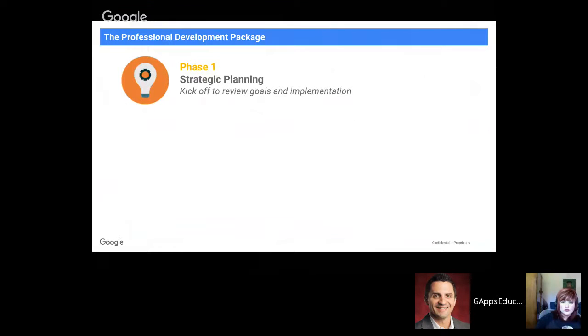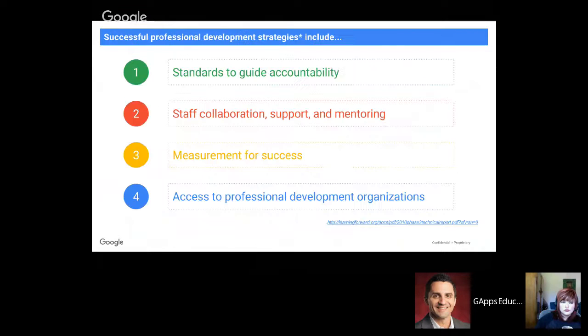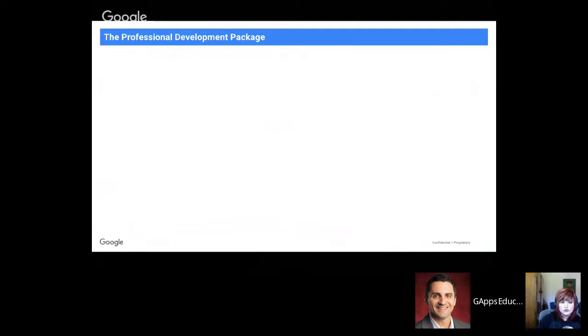Given these standards that we talked about for implementing a successful strategy, these were some of the things the 4 states with above-average scores in the National Assessment of Educational Progress had in common: standards to guide accountability, staff collaboration, support and mentoring, measurement for success, and access to professional development organizations. So, prioritizing these types of partnerships.